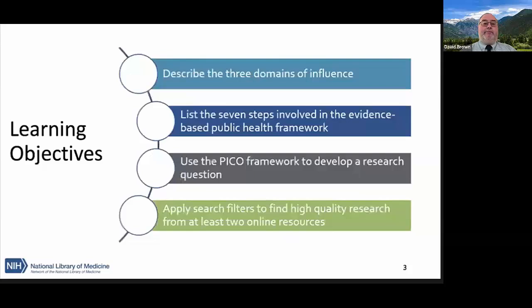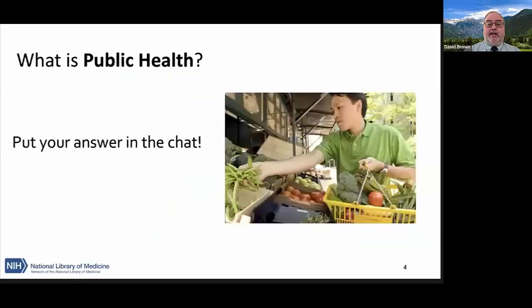So what are we trying to accomplish today? We have 4 learning objectives. The first is to describe the 3 domains of influence. The second is to list the 7 steps involved in the evidence-based public health framework. Then we're going to use the PICO framework to develop a research question, and apply search filters to find high-quality research from at least 2 online sources. So again, a lot to cover in an hour, but we'll make it as we go along.